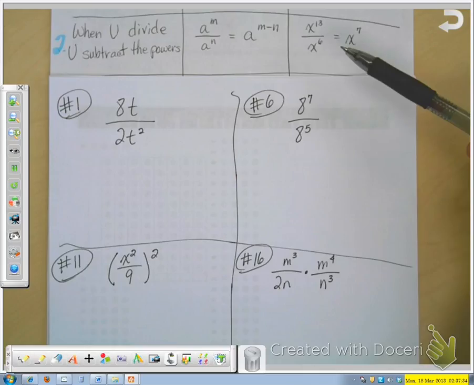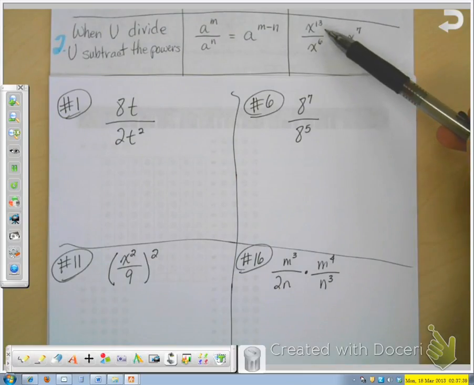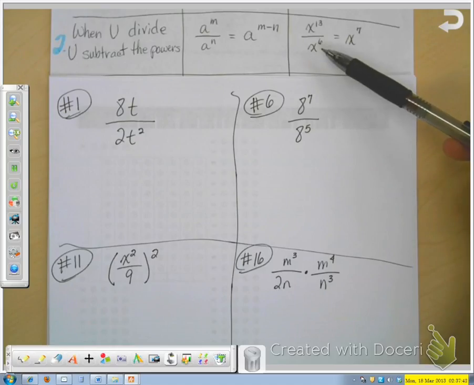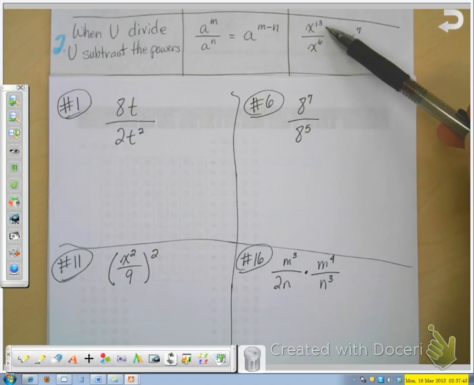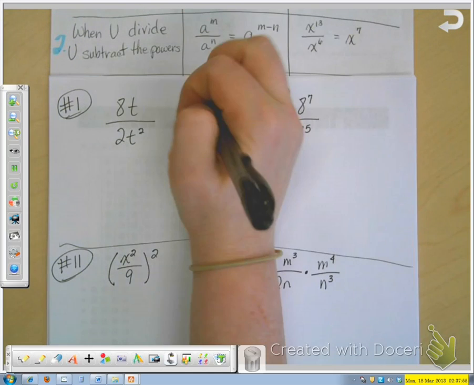So when we subtract, some people like to think of this as a tug of war. Well, who's going to win the tug of war, 13 or the 6? Well, that's easy. 13's bigger, so he wins the tug of war. And how far does he win? He wins by 7. So we always subtract our exponents. Let's look at some example problems from part 2.